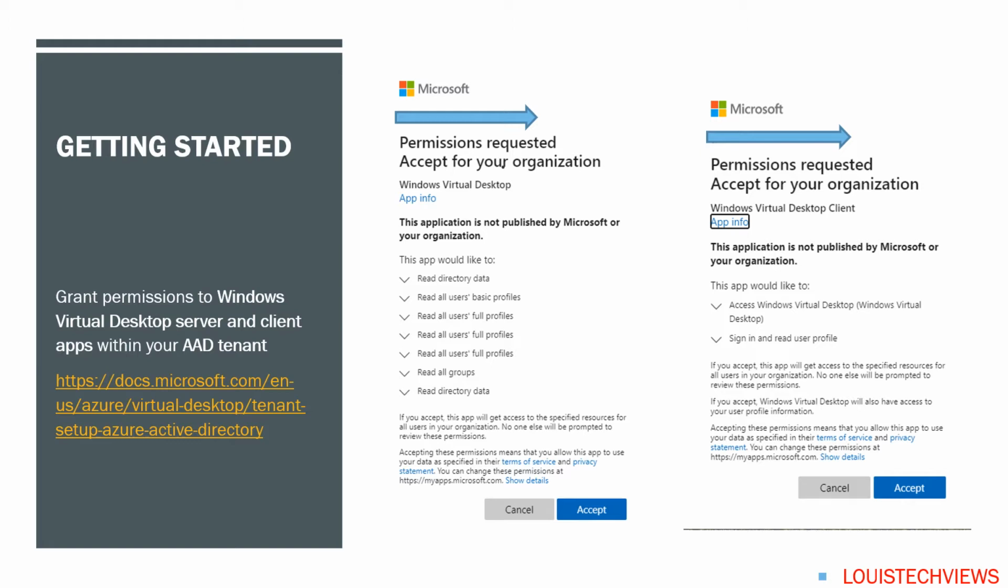So on the left side, this is where I'm approving the Virtual Desktop server client. It will ask for certain permissions from various aspects of your Azure AD tenant. And then also one curiosity that I noticed there is that I got this message saying this application is not published by Microsoft or your organization, which is a little bit misleading since this is actually published by Microsoft, but the way they have it presented in Azure AD, I believe it comes up as like Windows Virtual Desktop as a service or something similar to that.